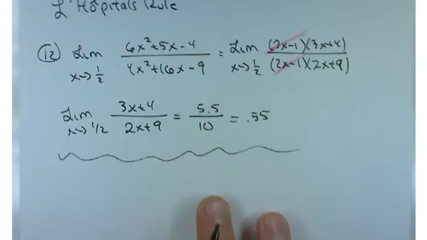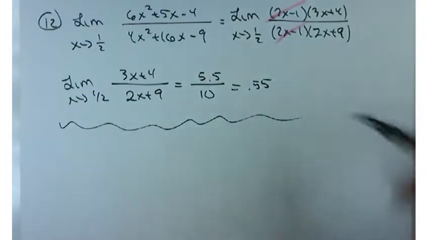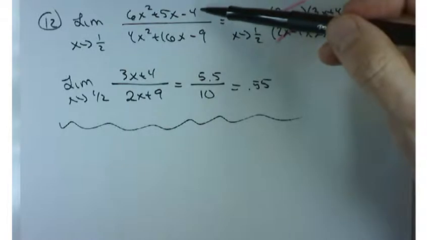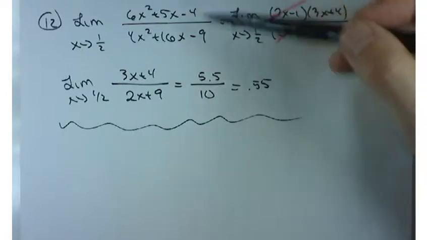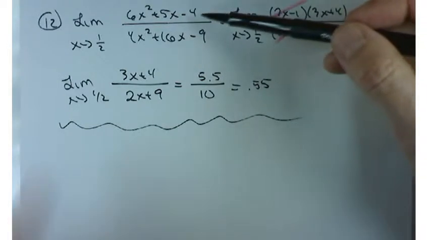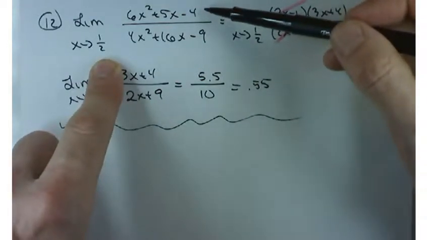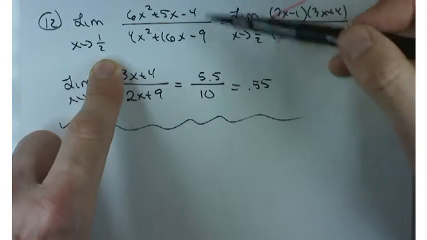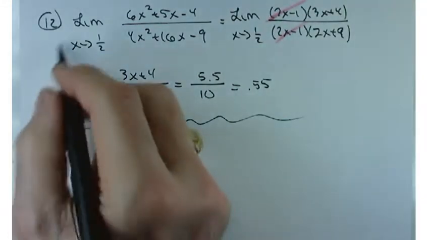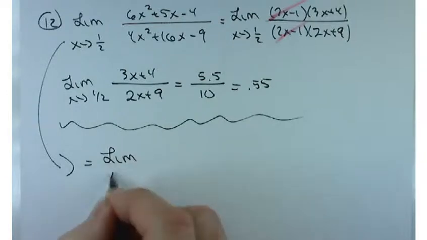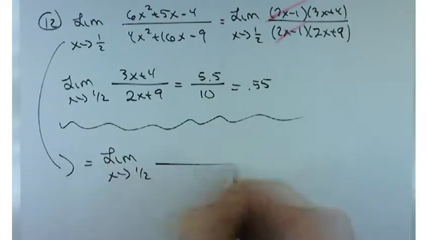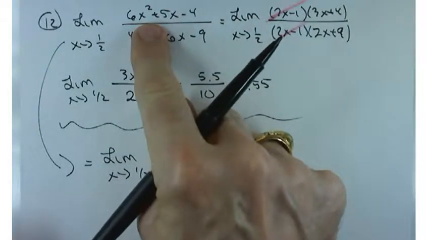So let's take a look at L'Hôpital's rule in this case. In the numerator, you've got a function. In the denominator, you've got a function. This turns into the 0 over 0 case, because if you plugged in 1/2, the numerator would be 0, and so would the denominator. So this would equal the limit as x approaches 1/2. What's the derivative of the numerator?